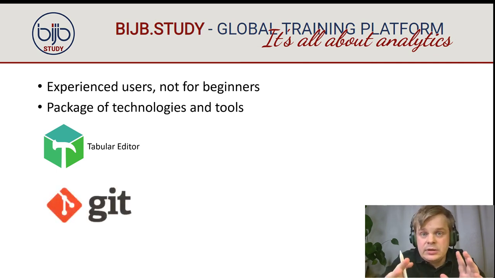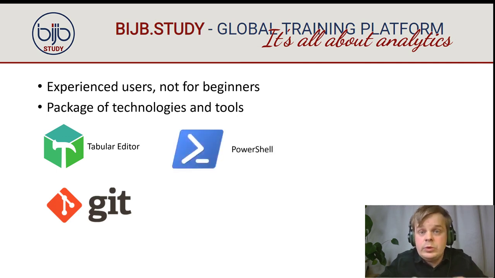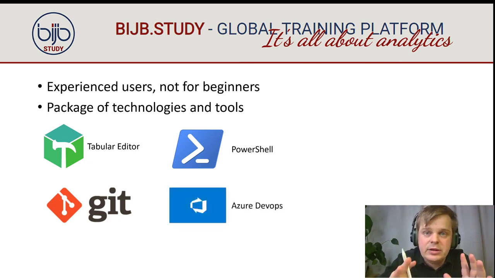Then we'll dive into Git. Git is a version control system used very widely in the software industry. Then we'll talk about PowerShell. PowerShell is a command line tool, and we'll be using PowerShell for automating various tasks. And then last but not least, Azure DevOps. Azure DevOps is a powerful code hosting platform that we'll be using at the end of the course for various things.